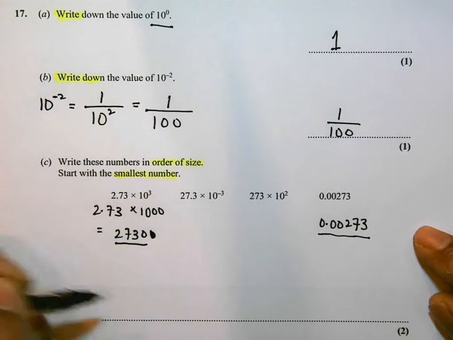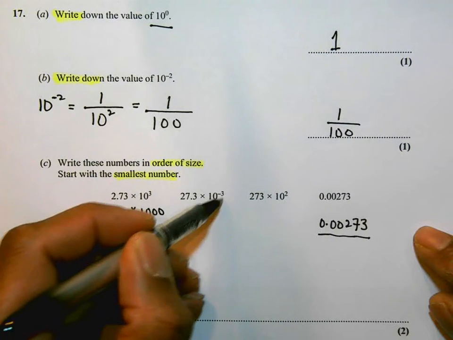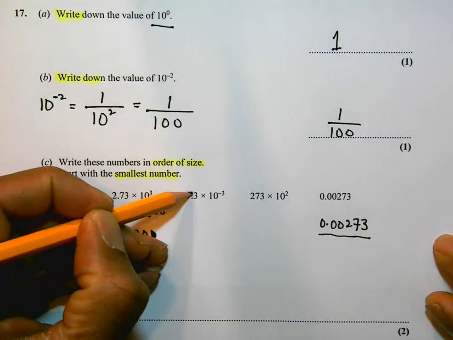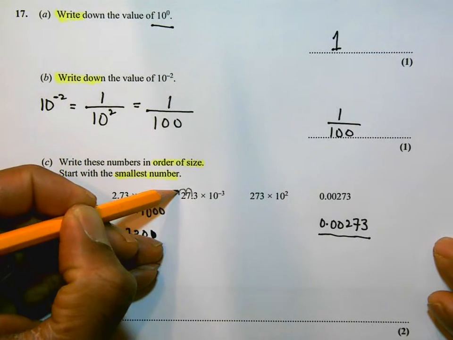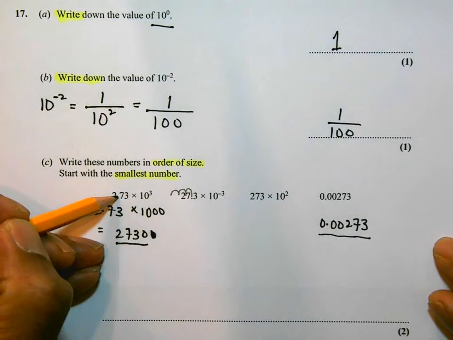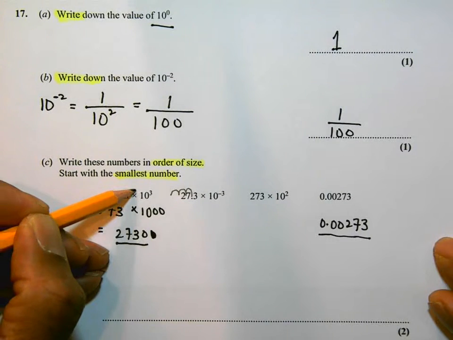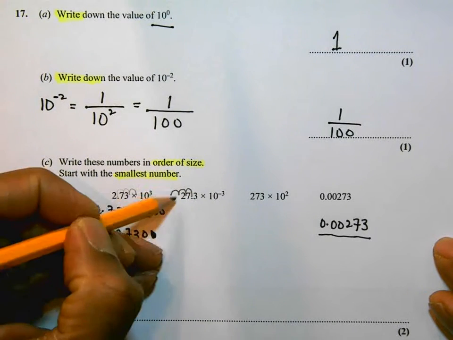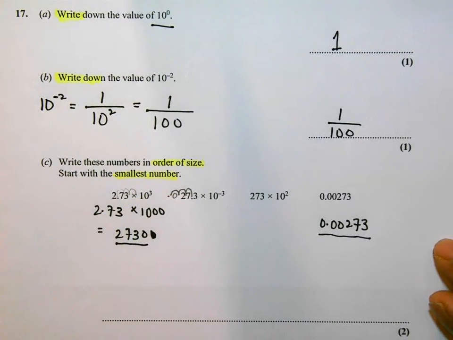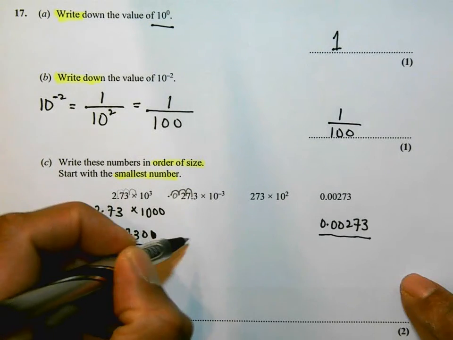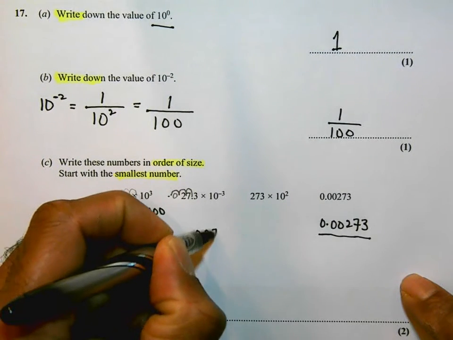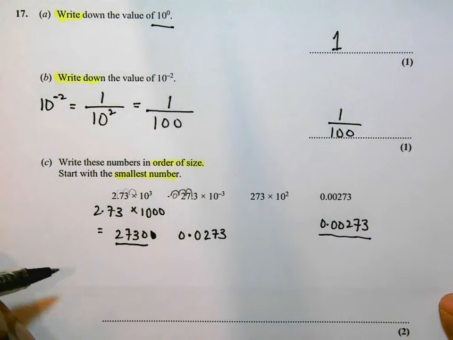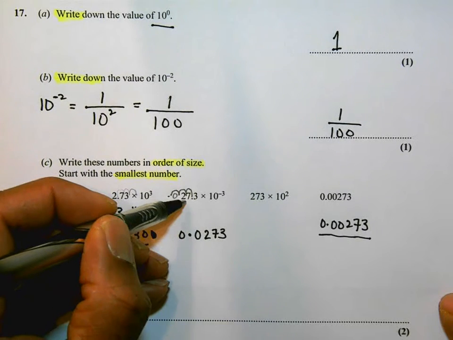But for this one, the 10 to the minus 3 means I'm going to move the decimal point 3 places to the left. So I'm going to jump it 1, 2, 3 to the left. In the previous case I went 1, 2, 3 to the right, but this is 3 to the left because it's 10 to the minus 3. The decimal point lands there, and I fill that gap with a 0. So I'm going to write 0.0273. Let's just check it: 1, 2, 3.